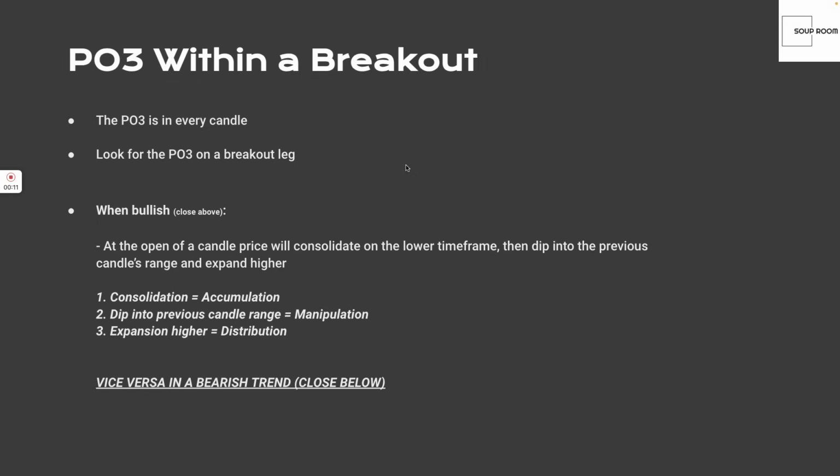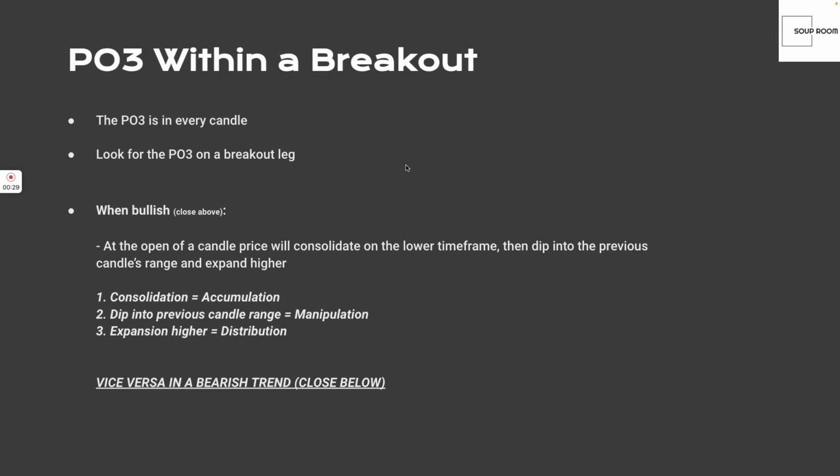So, as we know, the power of 3 is within every single breakout. You need to spot that power of 3, spot the manipulation, turtle soup. If you're bullish, that's going to be below the open. And if you're bearish, it will be above the open.